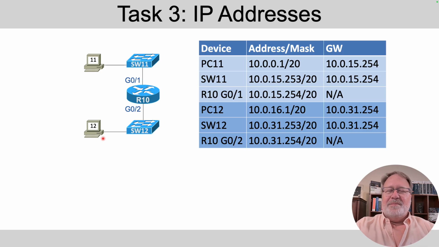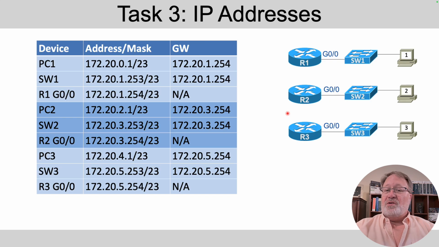Then on PC 12 and switch 12, the switch has the second highest address, ends in .253. The router has the highest IP address, ends in .254. PC 12 has the lowest IP address, 10.0.16.1, as you see there.